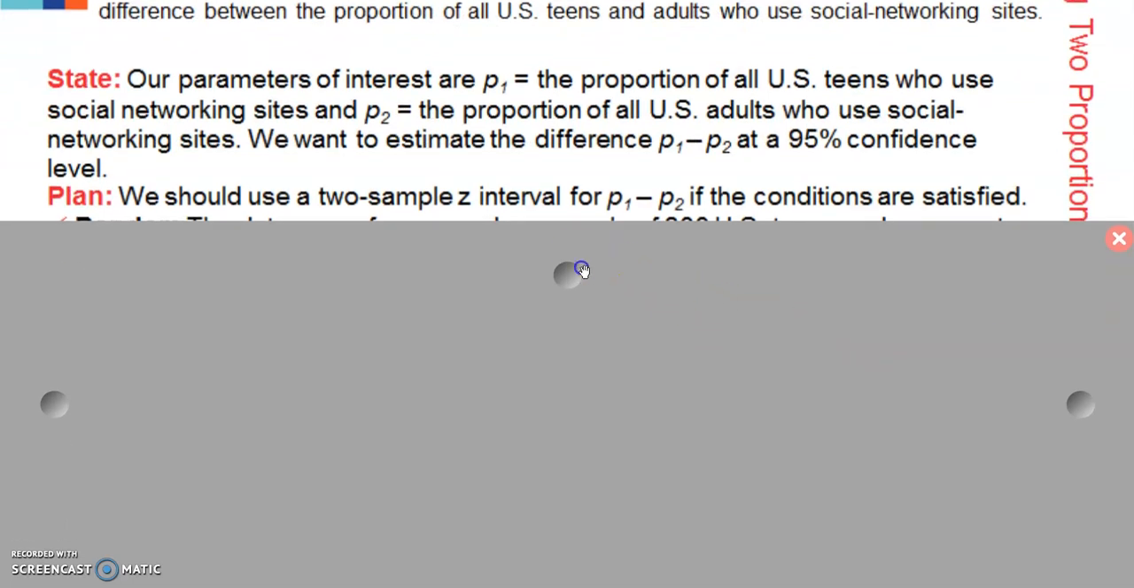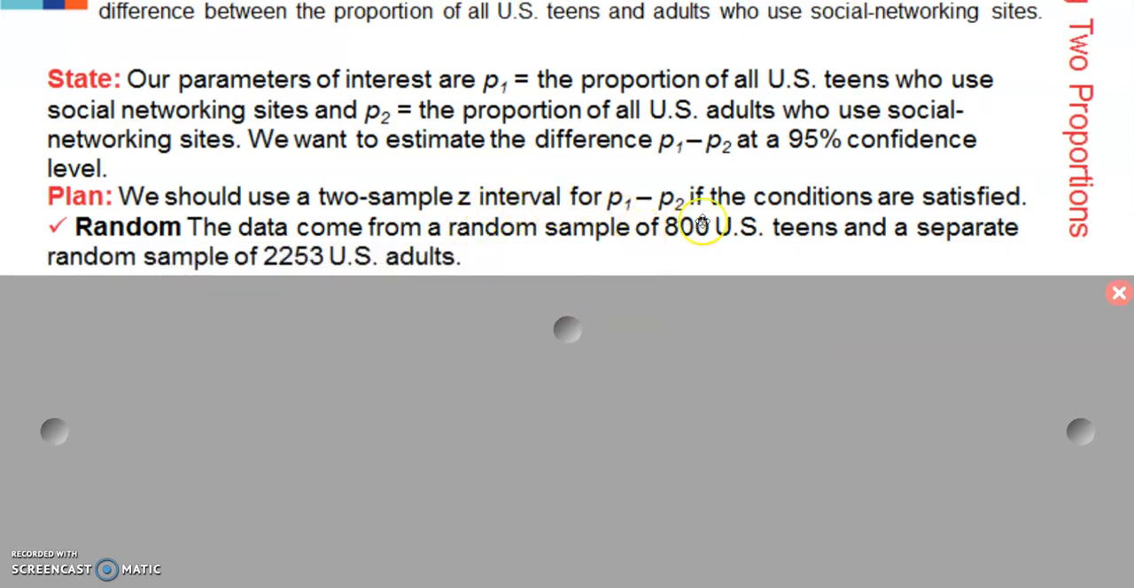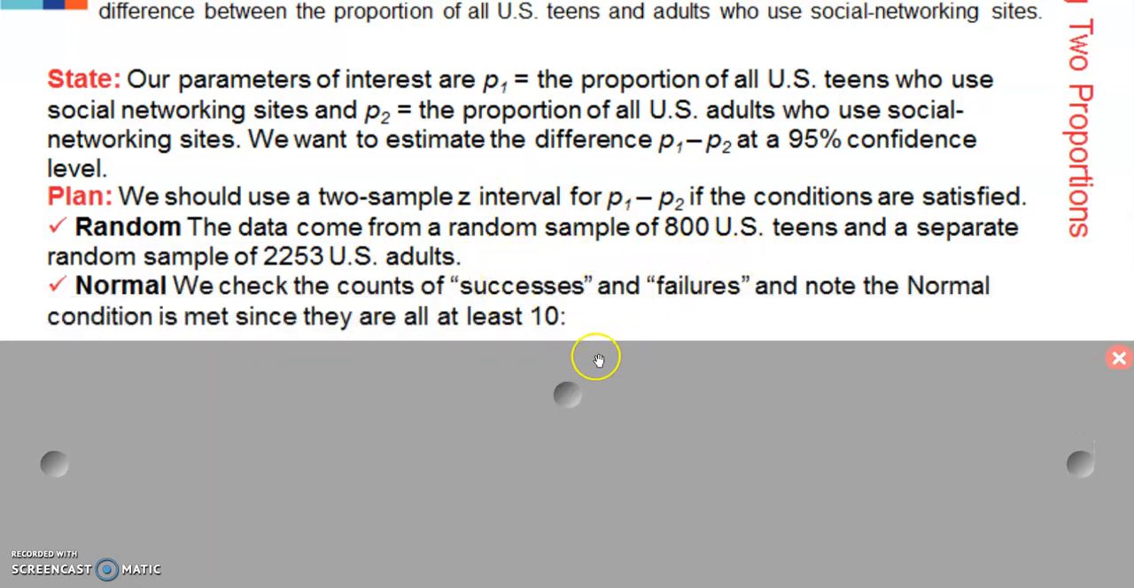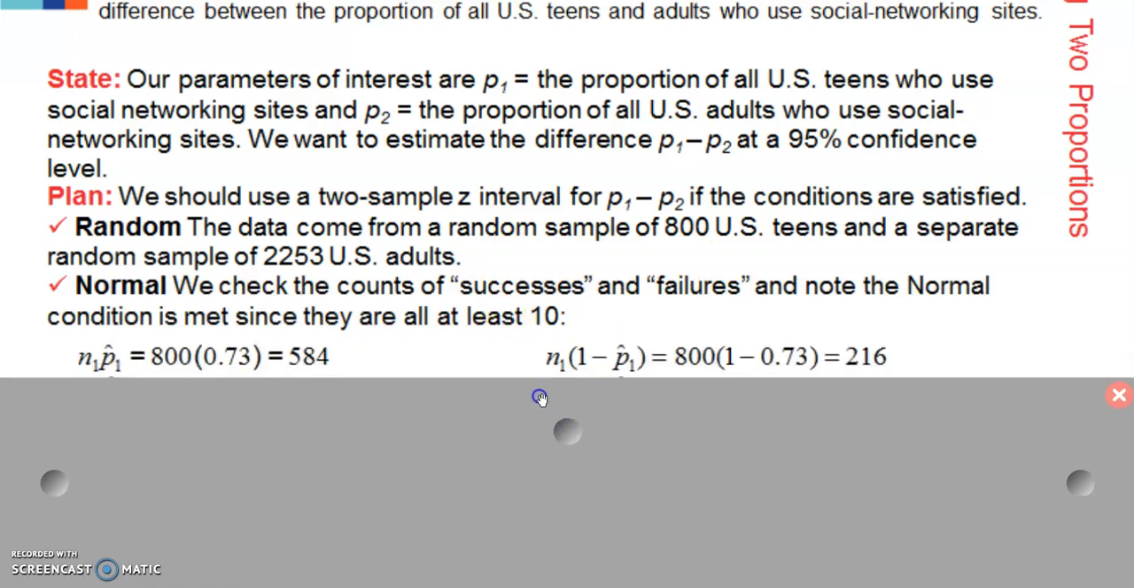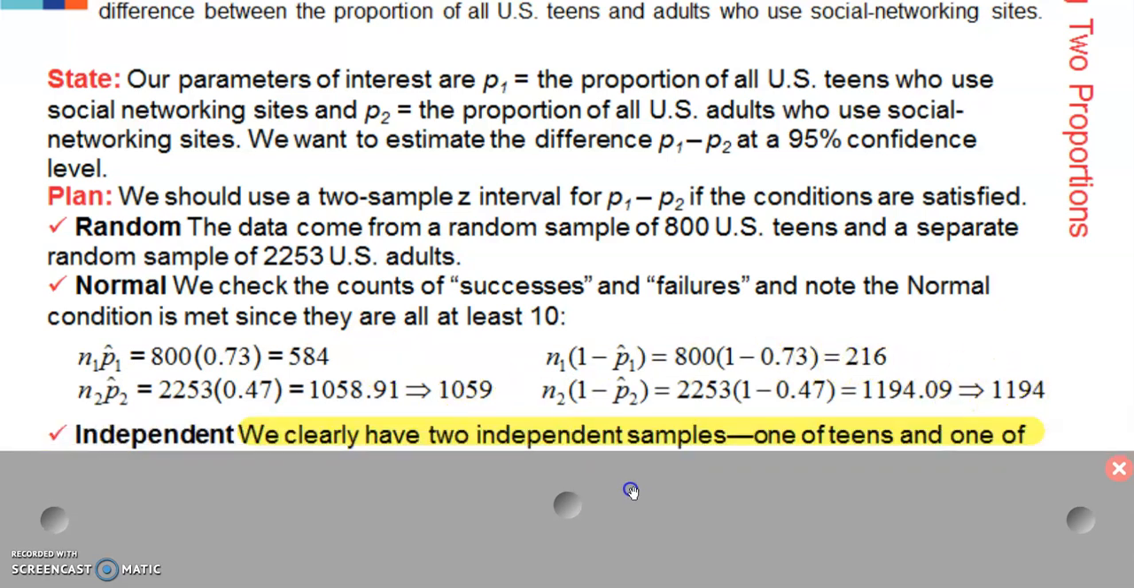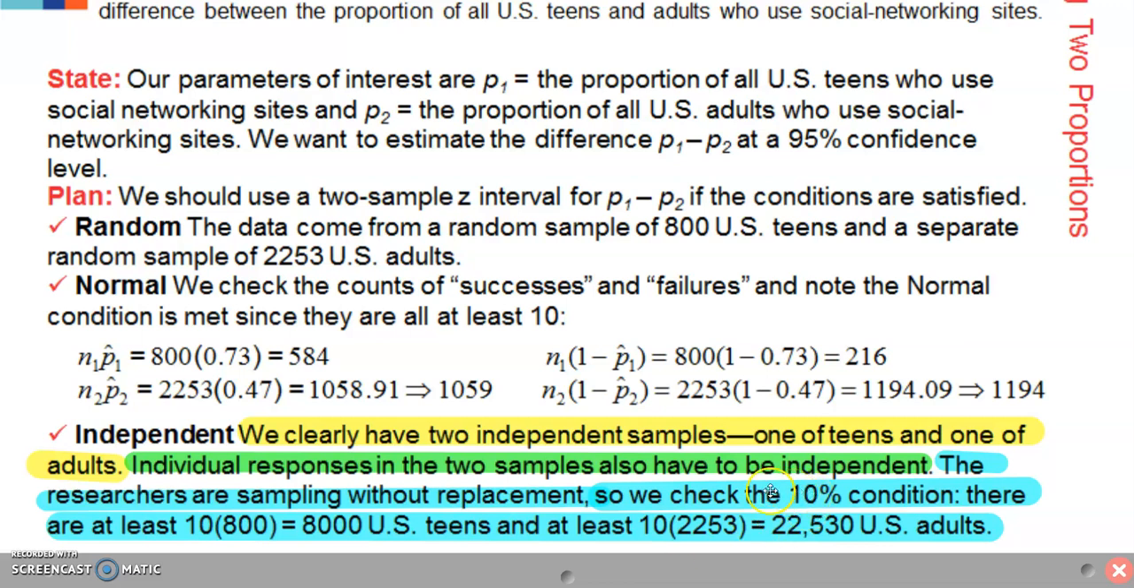We check our conditions. Random condition: yes, both came from random samples. Normal condition: we check that the number of successes and failures for each group is at least 10, so that's 4 different values we have to check. You can see all 4 of those numbers are at least 10. For the independent condition, we've got 3 different sentences. The groups have to be independent, so teens and adults can't overlap. Yes, there are 2 different groups. Individual responses also have to be independent, which is reasonable to assume. And then the 10% condition for both groups.